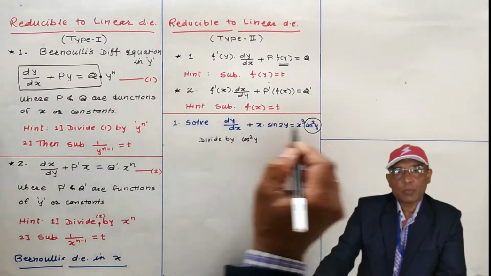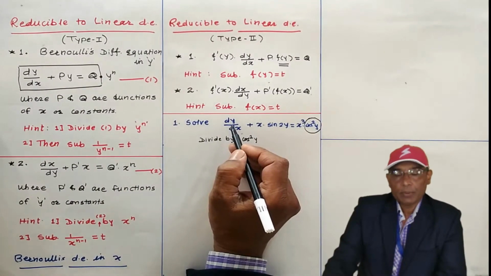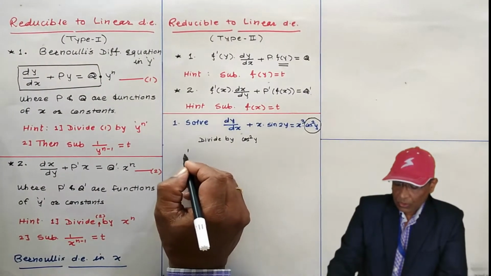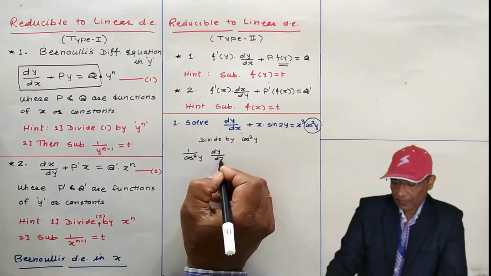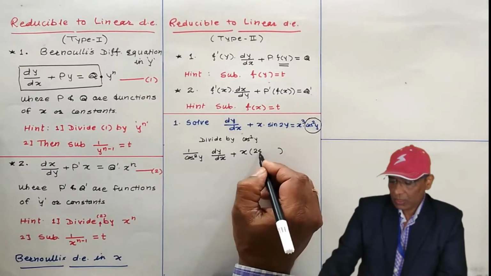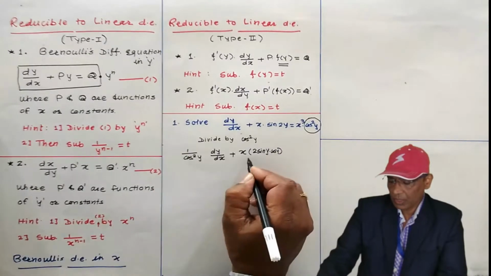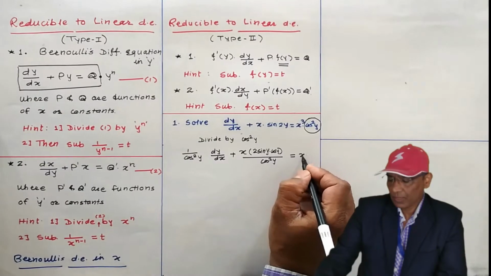I am dividing this by cos square y because a y term is present in the multiplication. In the dy by dx type of differential equation, remember, 1 by cos square y, dividing each term by cos square y. Here x, this is sin 2y. Sin 2y is what? Sin y into cos y. This is a trigonometric formula you are aware of. This divided by cos square y, and on the right hand side x cube will remain.